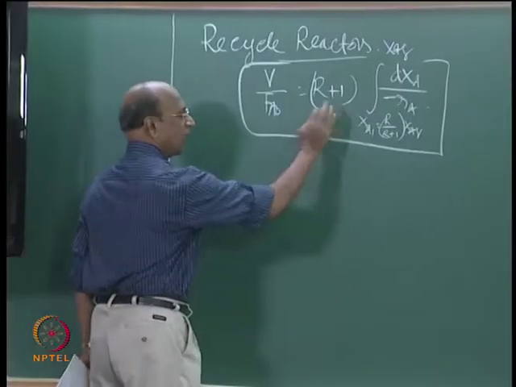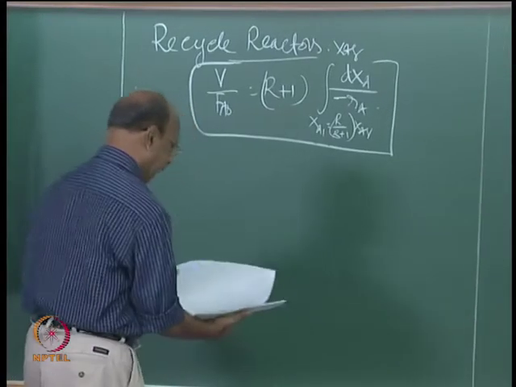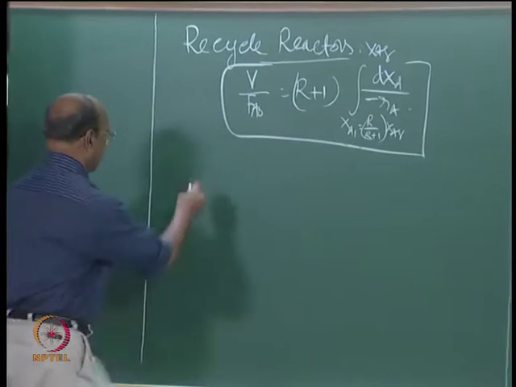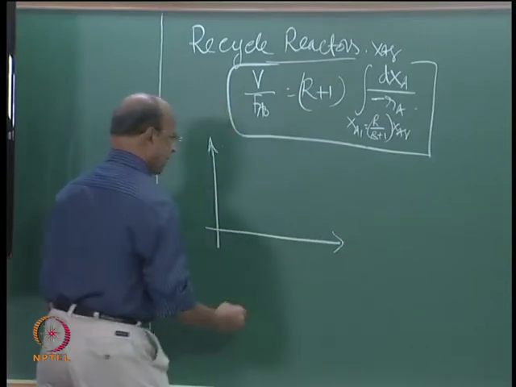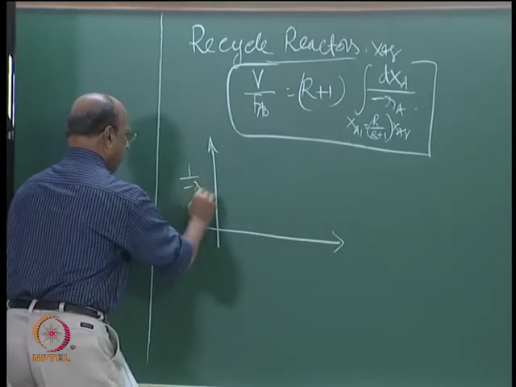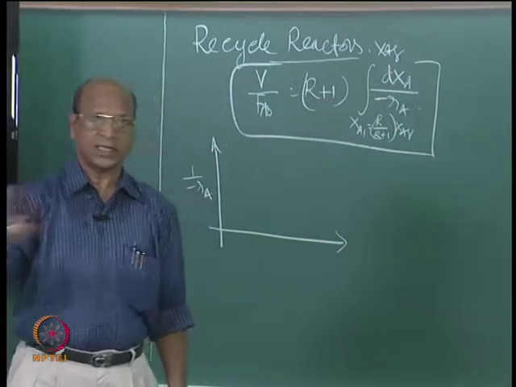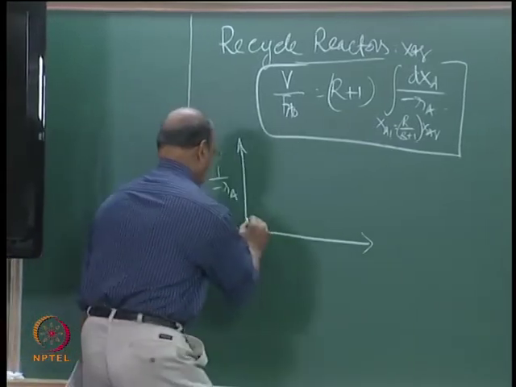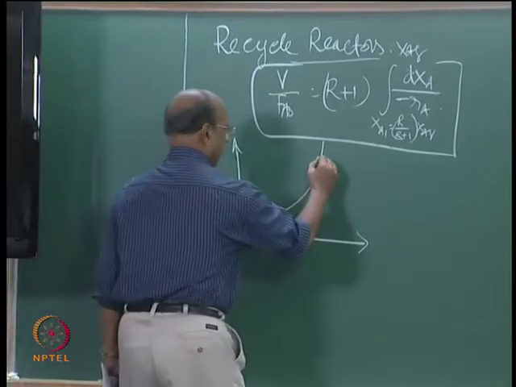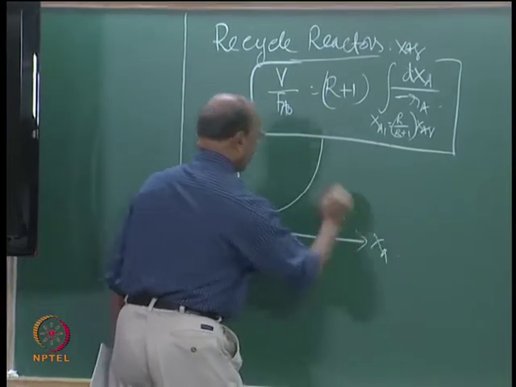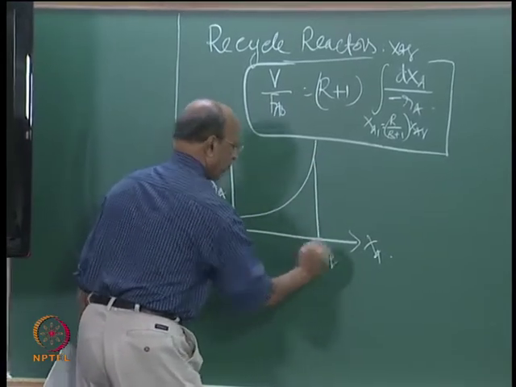Okay. So, now how do we plot this graphically? I think it is not that easy for you to imagine this, but let me try. With a little bit of clarity in the mind, it is not difficult to understand this. Normally, we plot, because in this element in the integration you have only 1 by minus R A versus X A. So, for normal reactions, we may say something like this: 1 by minus R A versus X A. Then I will have here my final conversion, XAF.